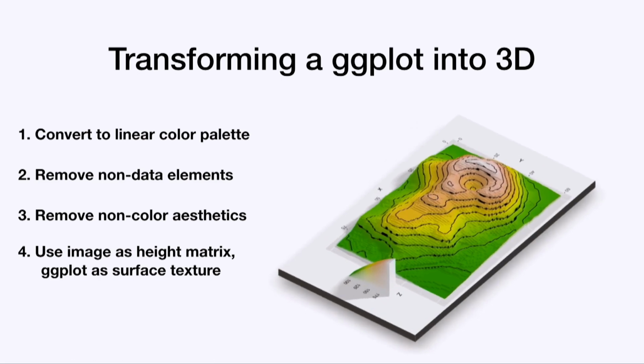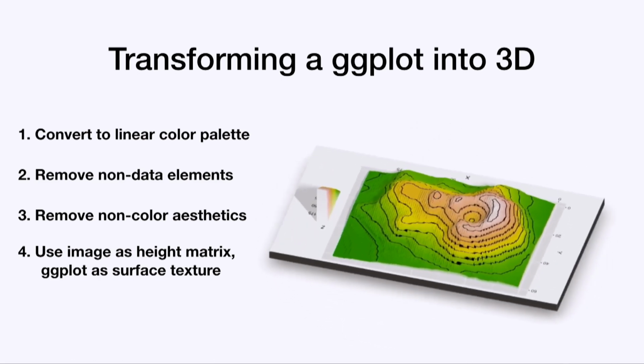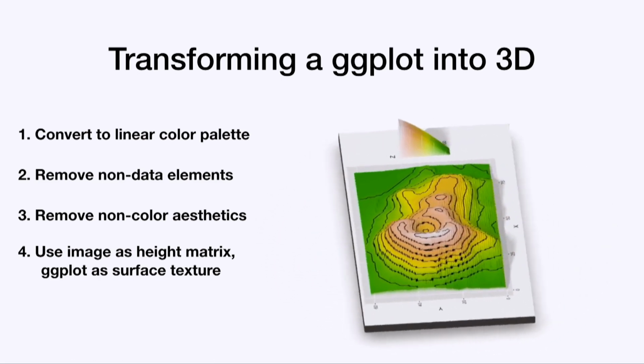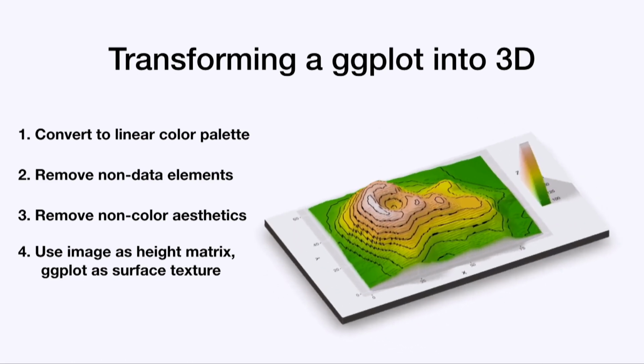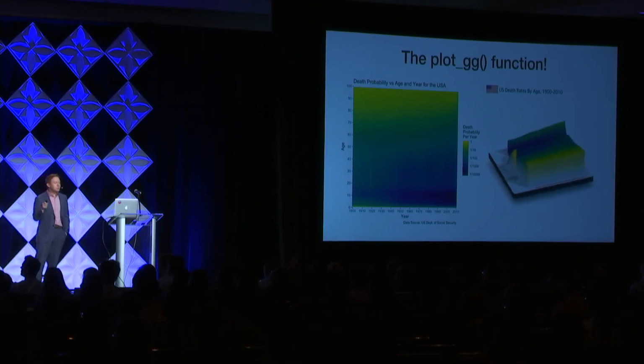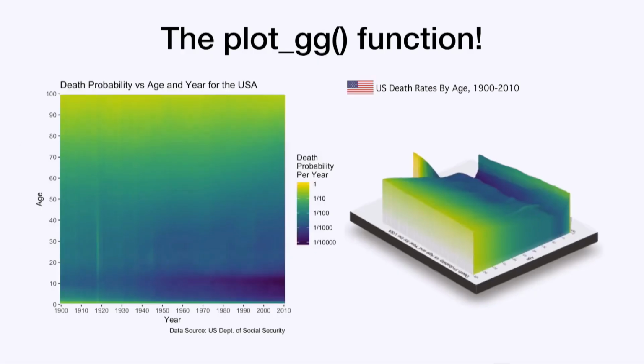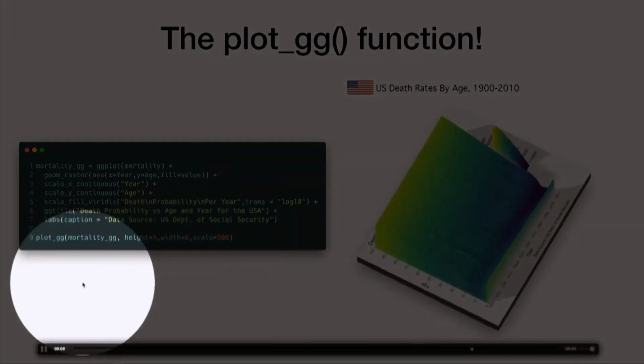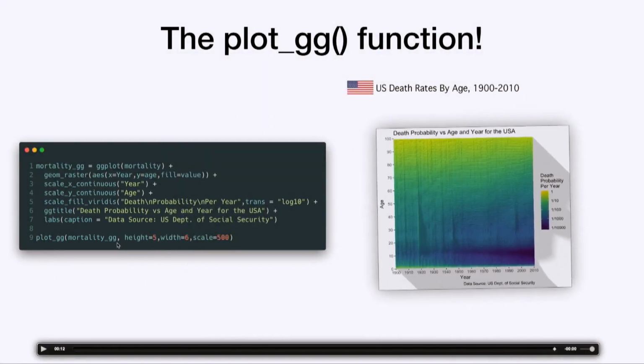You might ask, wait, you guaranteed me little to no effort on my part. Stripping out all these theme elements seems like a lot of effort, and it is, which is why I automated the entire process into a single function, plot_gg. You just pass in the ggplot object, and it transforms it into a 3D surface, no other work required. No drawing polygons, no fiddling with complex GUIs, just one simple API to call. Drop in your ggplot, and watch it grow.